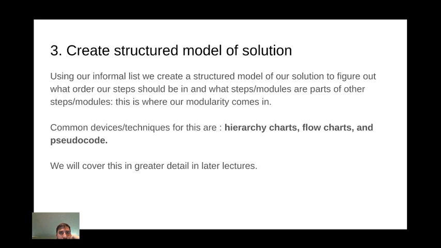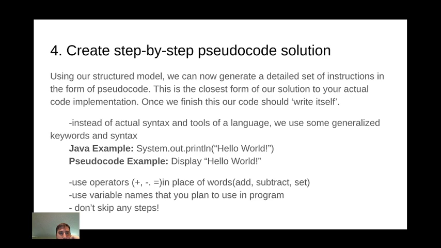Okay, well, we'll skip this structured model, and let's see here. So once you have the out of order informal list, we're going to start building a pseudocode solution where you actually do things in the right order. You don't leave out any of the steps.